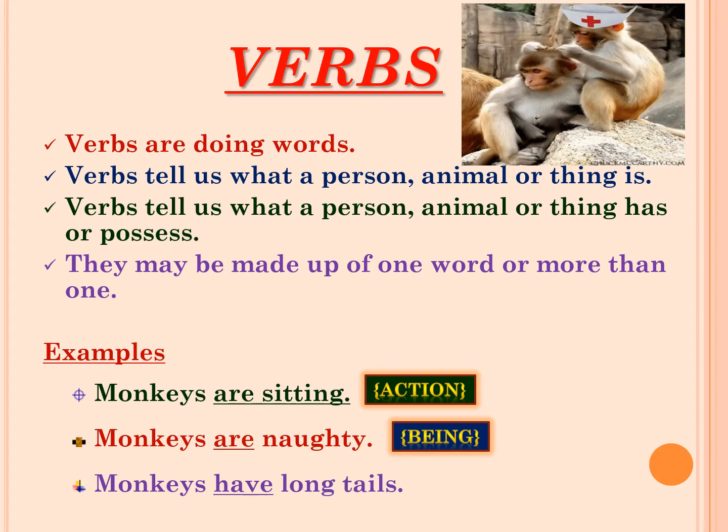Moving on to the next one. Monkeys have long tails. So here again we are talking about the same subject, that is monkeys. But this time we are talking about what monkeys have, what they possess. They have long tails. So this word have here is used as a verb and it is talking about possession. That means verbs can be used to talk about actions, to tell being, and to tell what a subject possesses.